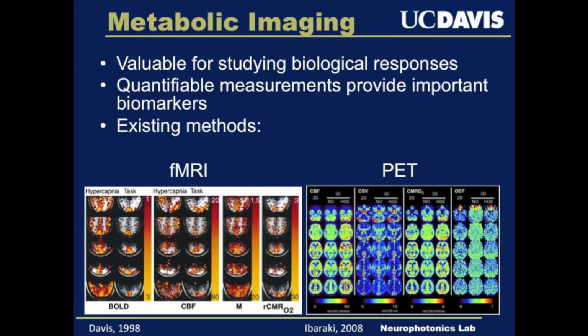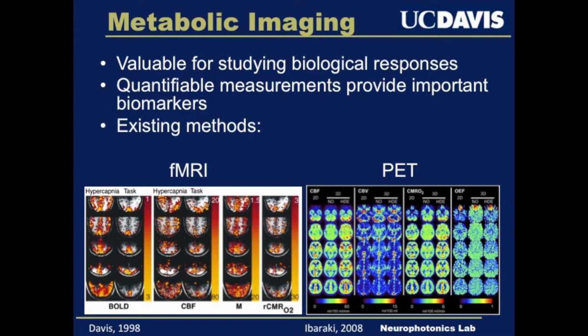And so I think we've already seen from a number of our talks today that metabolic imaging is a very hot topic in biomedical imaging. And it's a very valuable tool for studying biological responses throughout the body. And it can provide quantifiable measurements for the supply and demand of oxygen. It can provide important biomarkers for the presence or progression of disease.